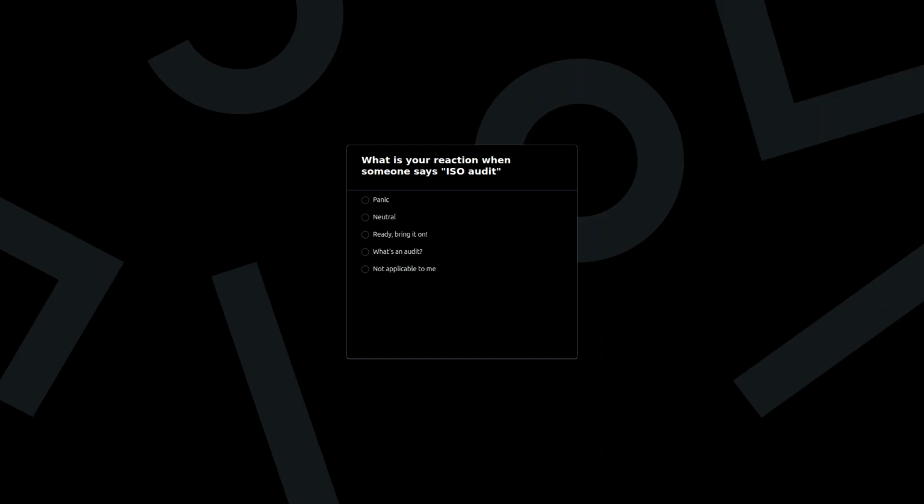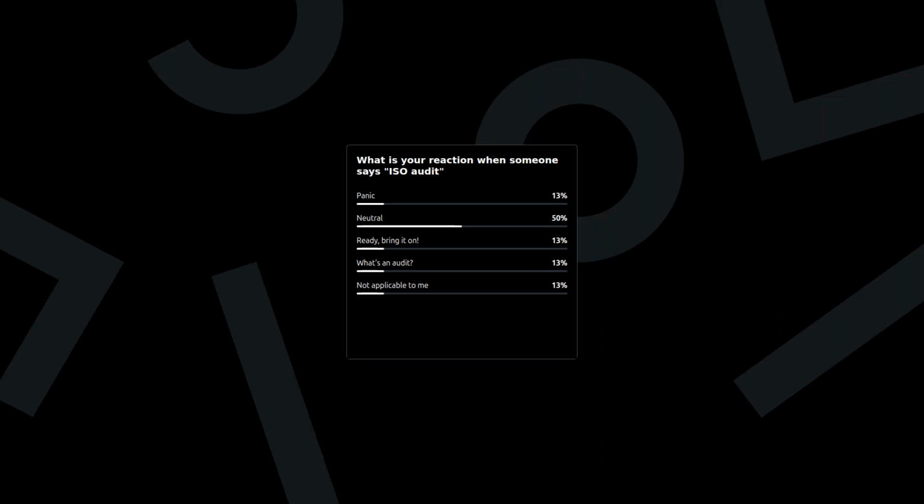So, not really a wrong answer. I guess it depends what position you're in for the audit. But, all right, so we have quite the spread, with the neutral being the most common. I must say neutral, I think, is probably the best. That and ready, bring it on is probably the best mindset to have going into the audits.